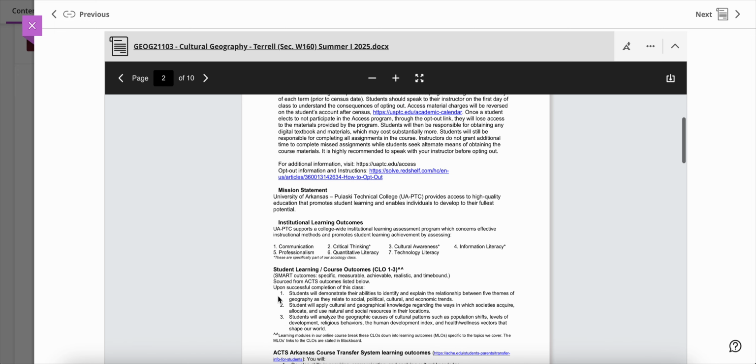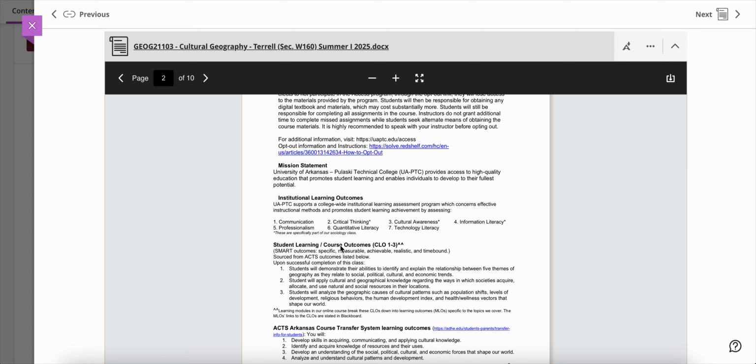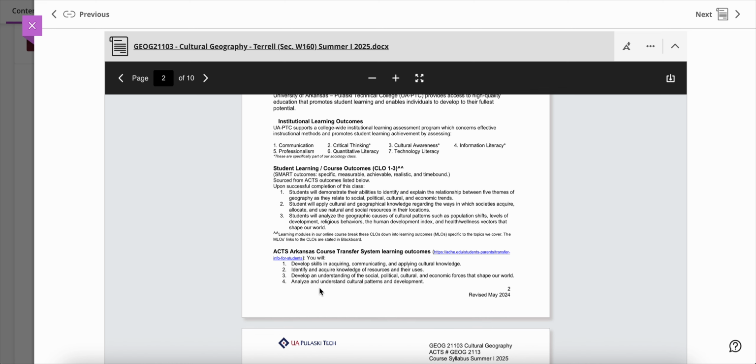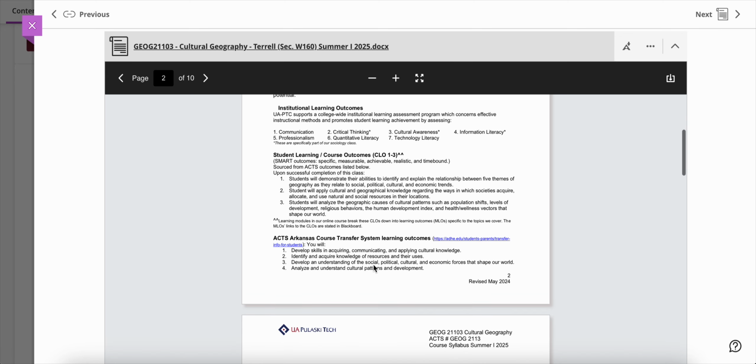Anyway, so this class has learning outcomes that go along with the college's expectations for what I'm supposed to teach you, and the college's expectations are based on what the state of Arkansas has mandated in our course transfer system. And so we have certain learning outcomes that I'm going to be working on with you in this class.